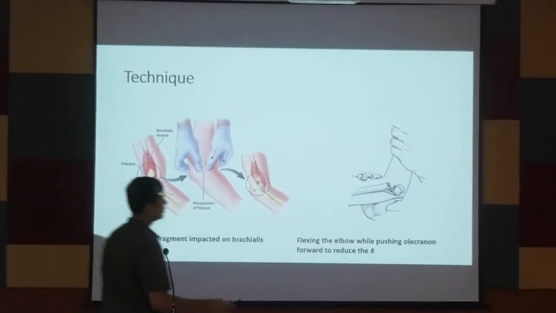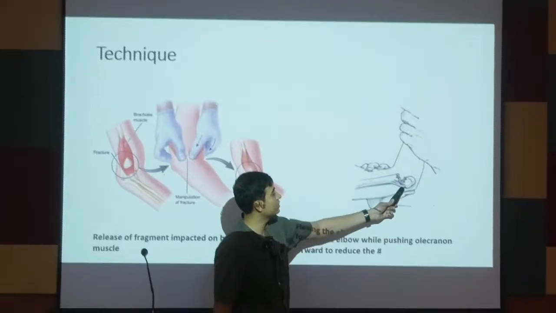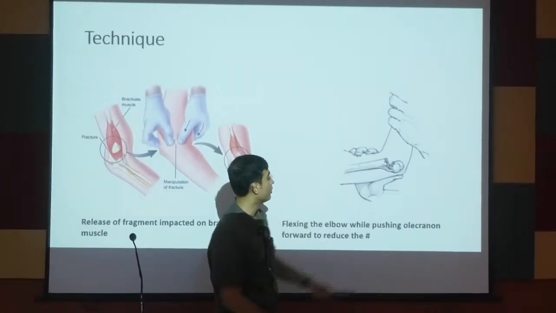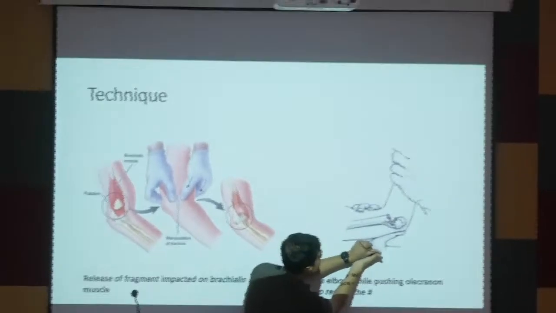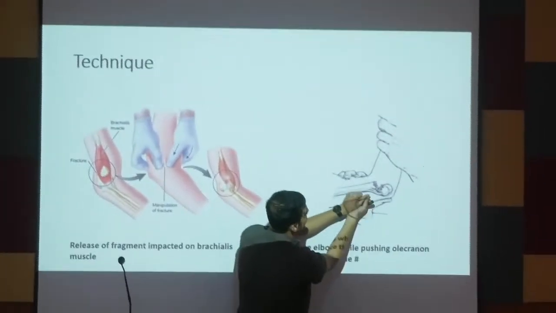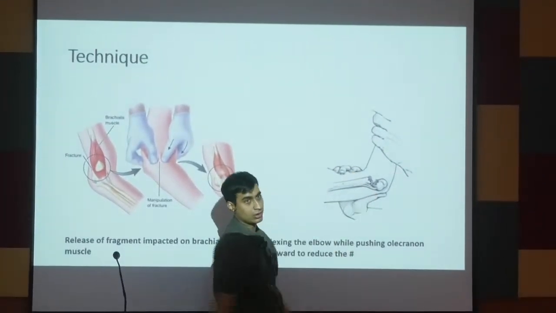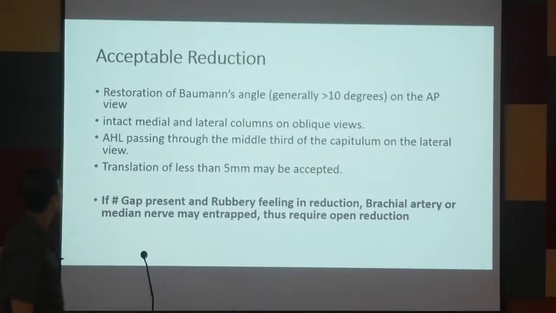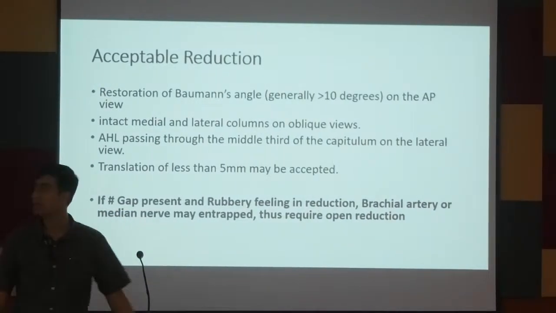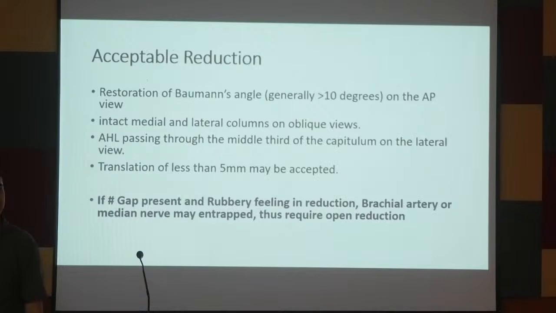Okay, so what I want to show, this is the type 2 Gartland. Can you see the intact periosteal hinge? What the surgeon is doing, he is giving axial force, and in the meantime, he is putting pressure so that the posterior fragment goes anterior. So this is a type 2 reduction they have shown. Acceptable reduction, same thing. Baumann's angle should be corrected. Lateral view, your anterior humeral line should cross the capitulum. Okay, that has to be there.